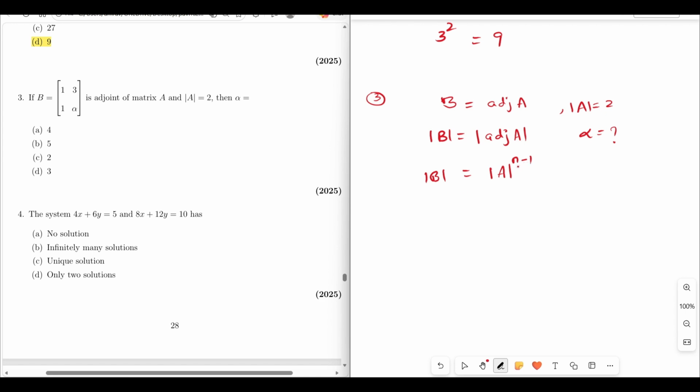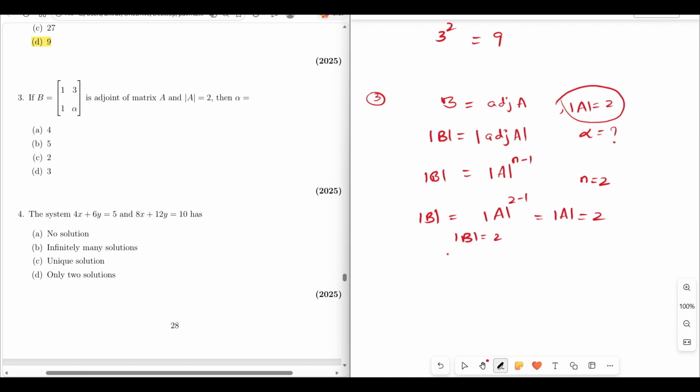So what does this n indicate? N is nothing but the order of the matrix. You can see here the order of the matrix is 2 cross 2, so n is equal to 2. So determinant of B is equal to determinant of A power 2 minus 1, which is equal to determinant A. Since it is already given that determinant A is equal to 2, the value of determinant B is also equal to 2.